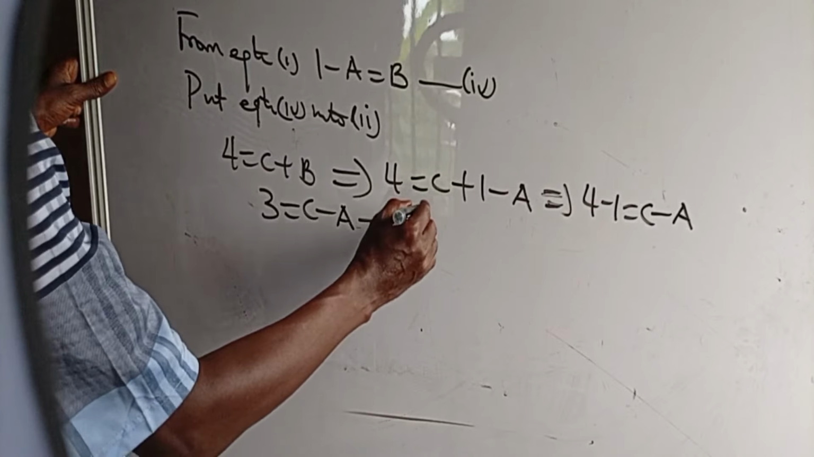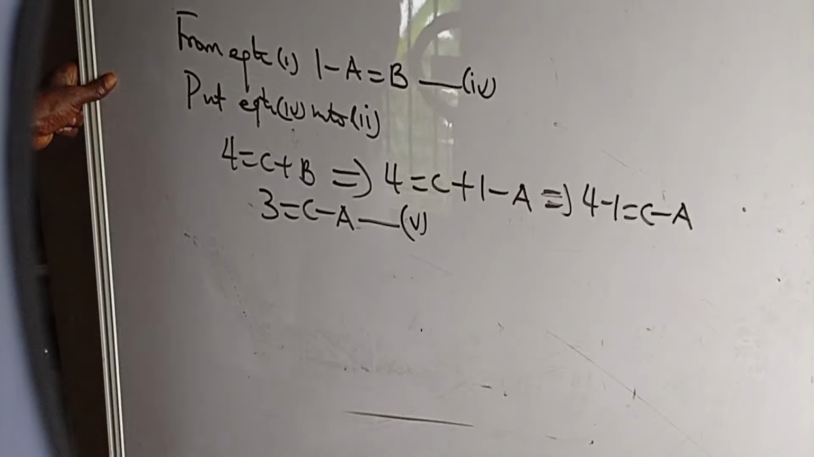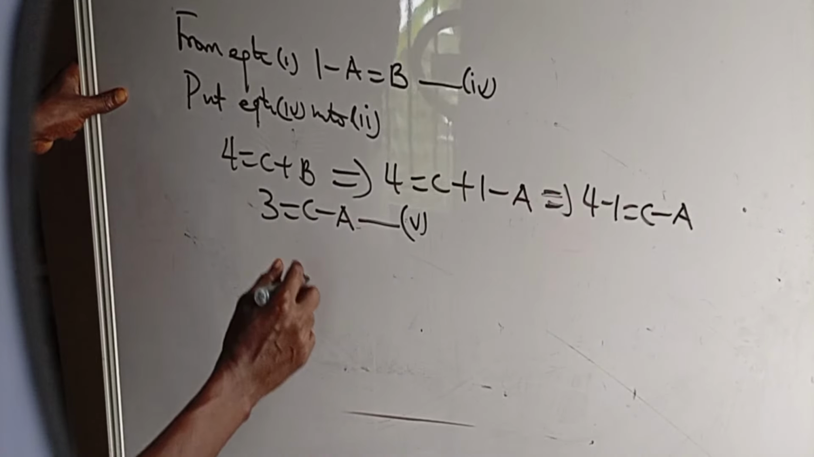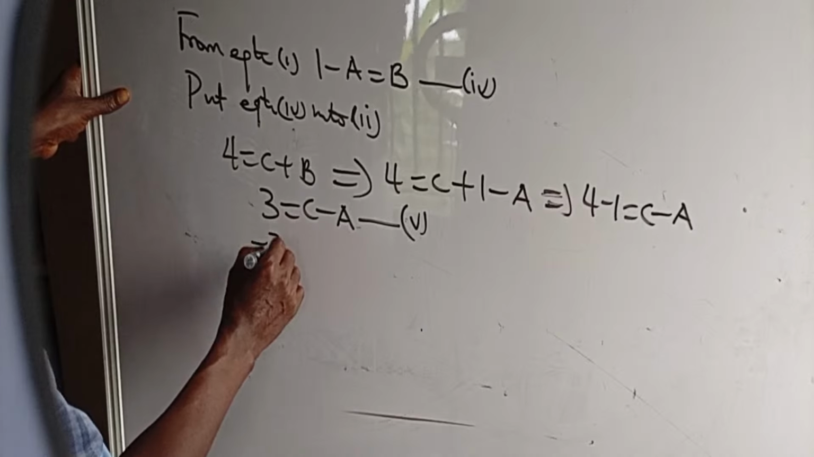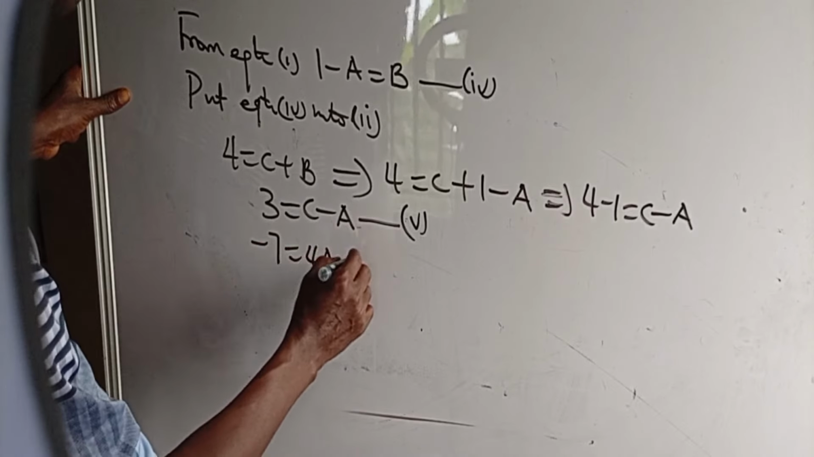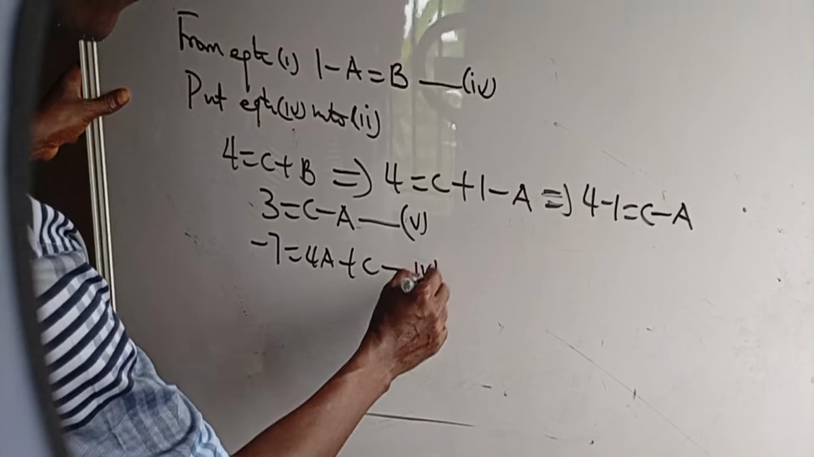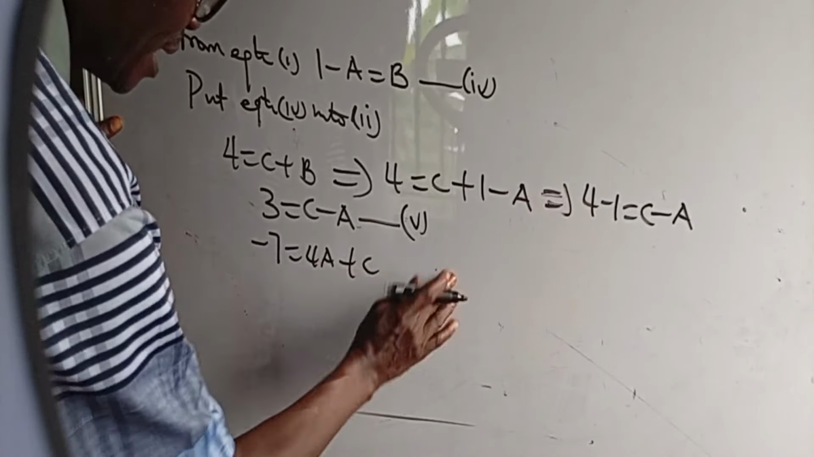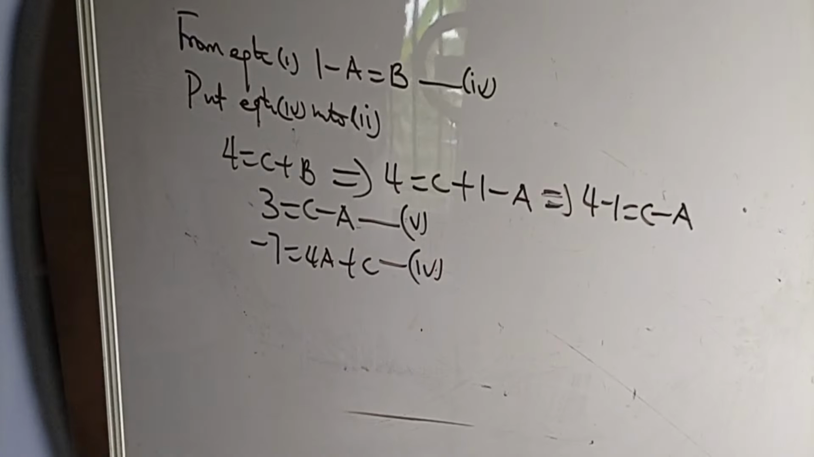So let's call that equation 5. And what is equation 4? Equation 4 is minus 7 equals 4A plus C. That's equation 4. Don't be confused. It's easy. Come on, it's easy.